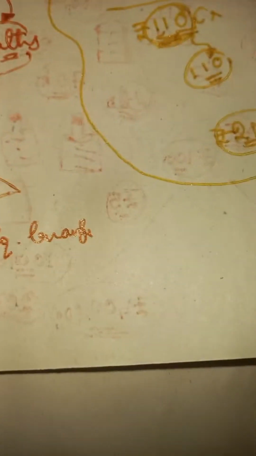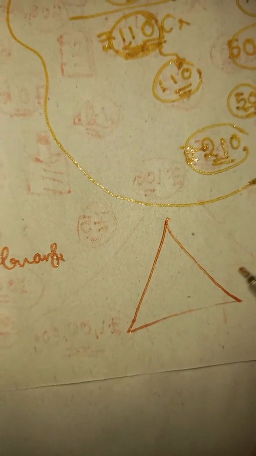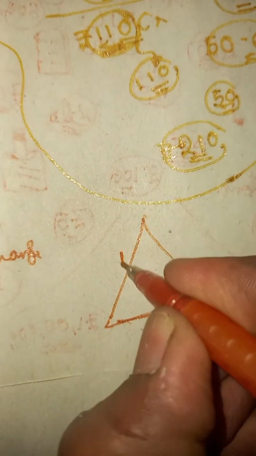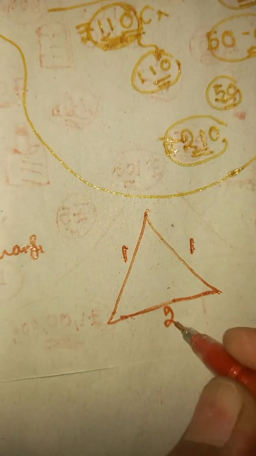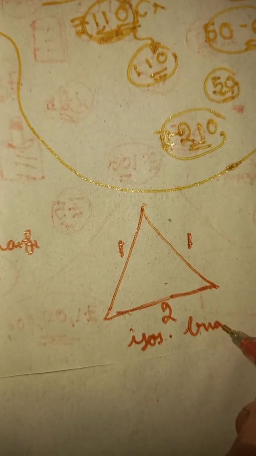Then another type of triangle arrives. This is known as an isosceles triangle. In an isosceles triangle, two sides are going to be equal and another side will be different. So it is known as an isosceles triangle.